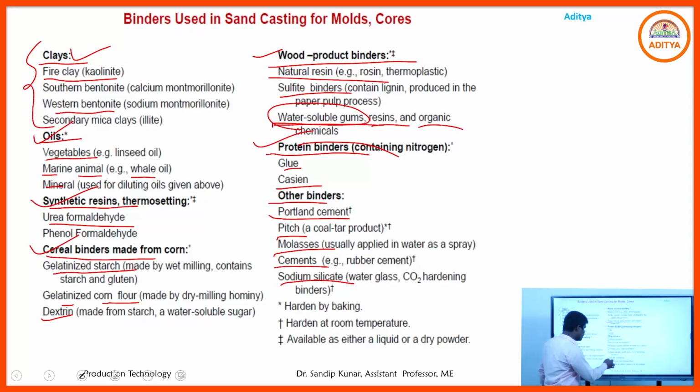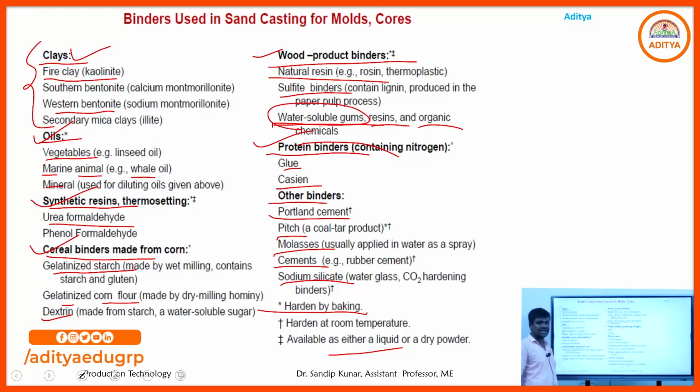Okay, so how do they bake? They are hardened by the baking, or they will be hardened at room temperature. And they are available as either a liquid or dry powder. All of these binders are available at a dry or powder level, or maybe a liquid level.